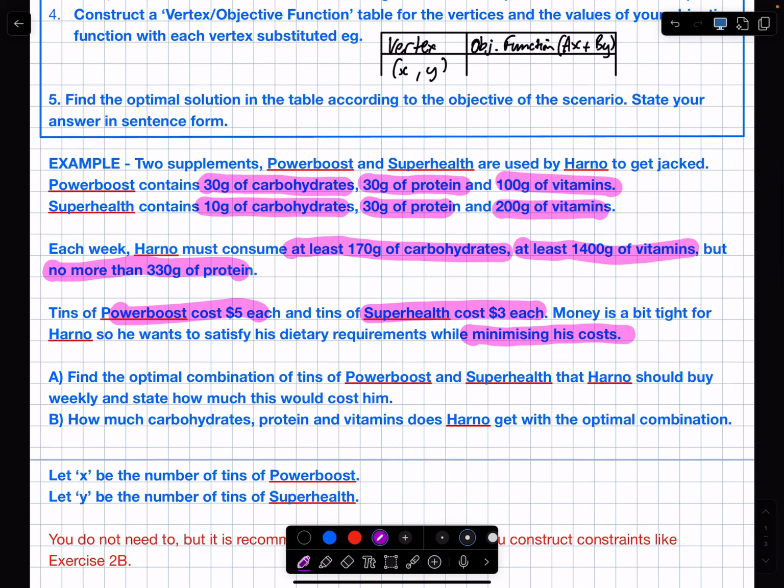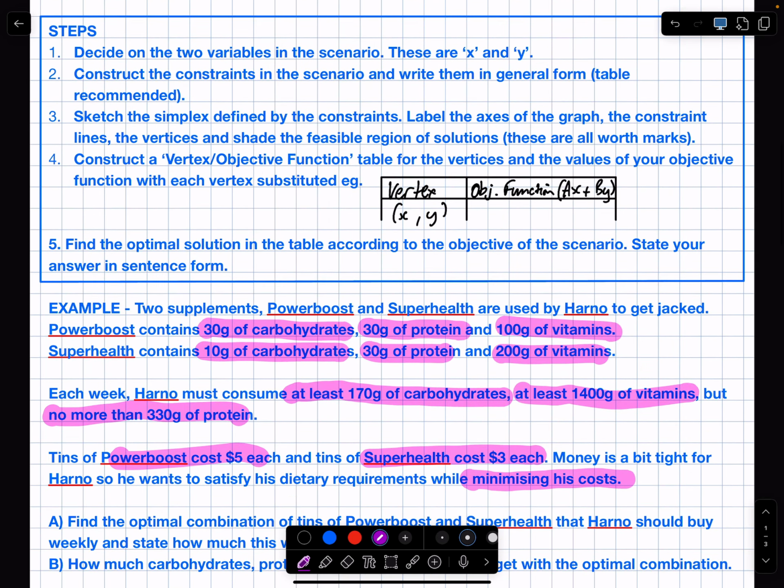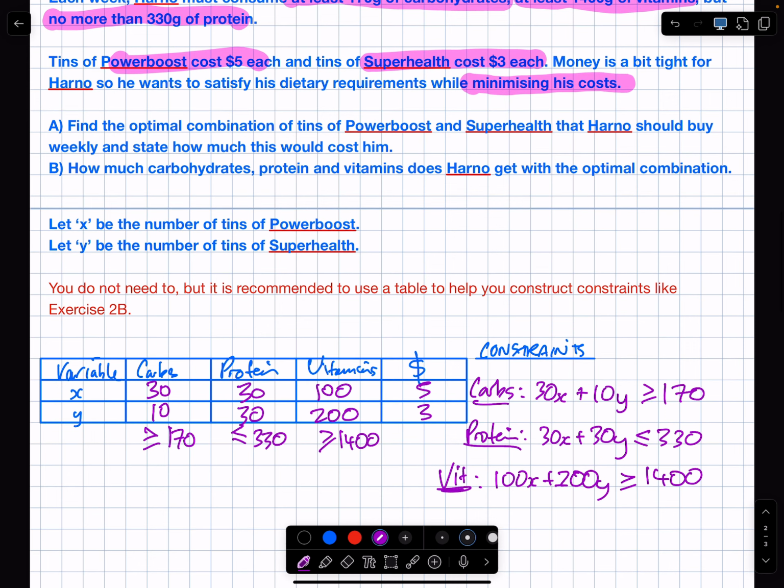So what steps have we done so far? Have we constructed those constraints? Are they written in general form? They're ready to be drawn now. Okay, so can I give you like a minute or so to get to this stage? Because we need to spend some time drawing.